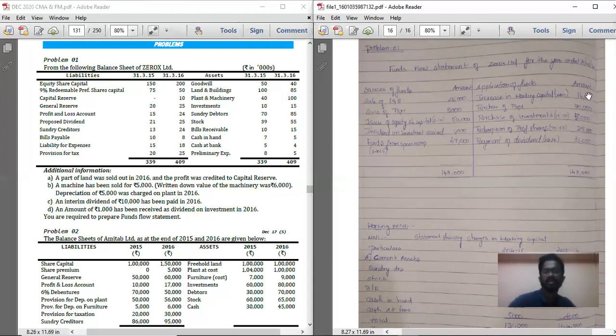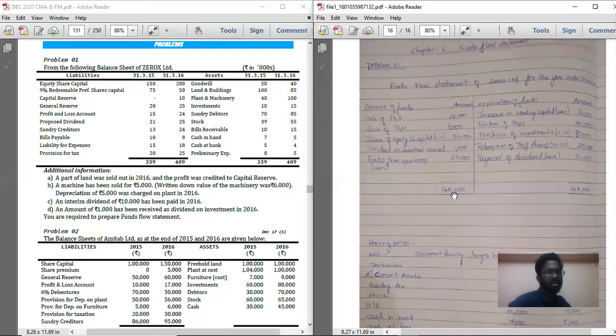Now total the application of funds side: 16,000 plus 71,000 plus 5,000 plus 25,000 plus 31,000. You are getting 1,48,000 on the application of funds side also. So for application of funds total, record 1,48,000. Both are tallying. So that is the fund flow statement.